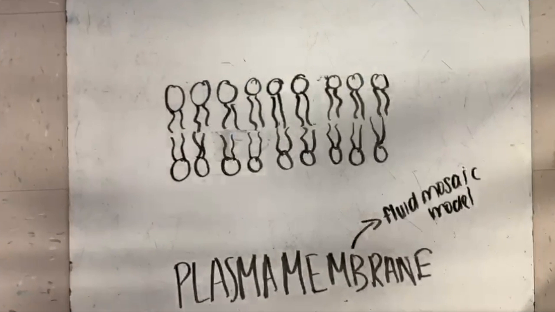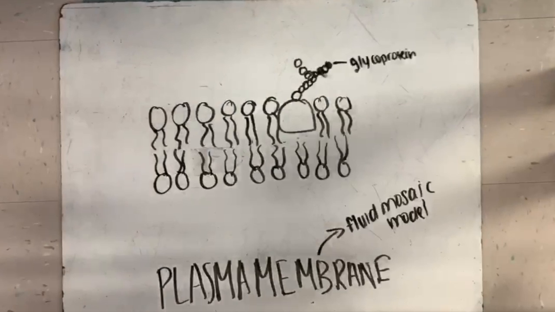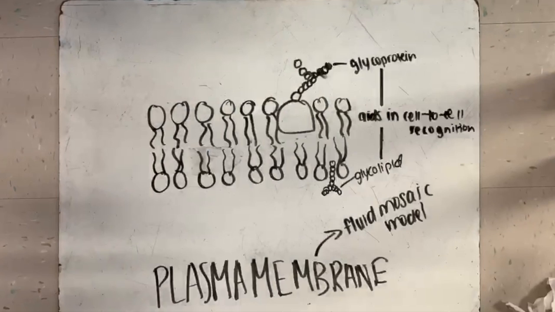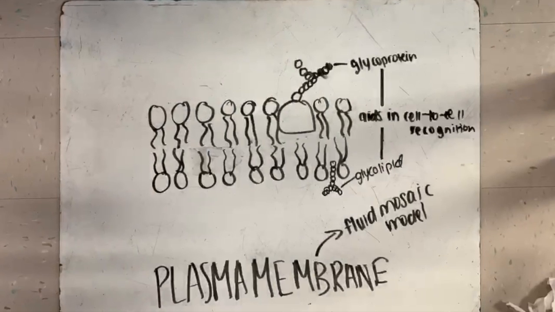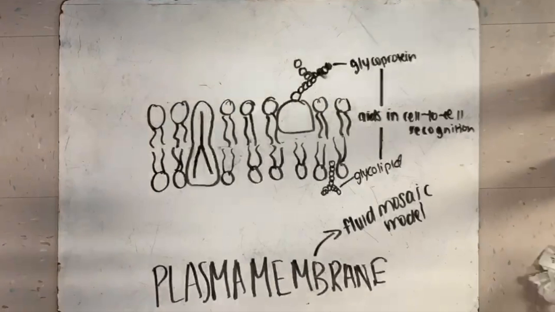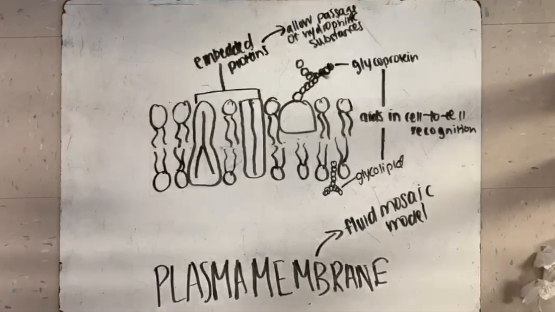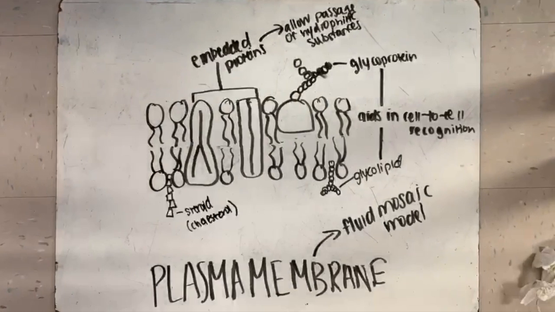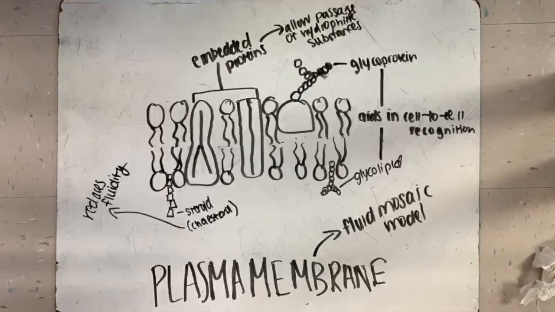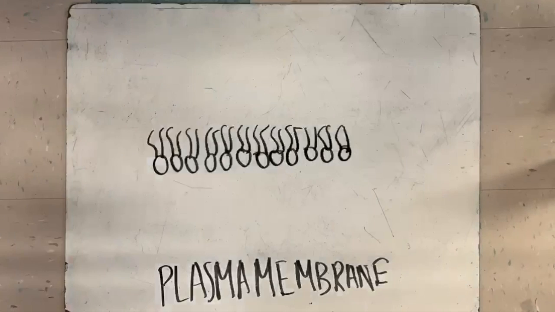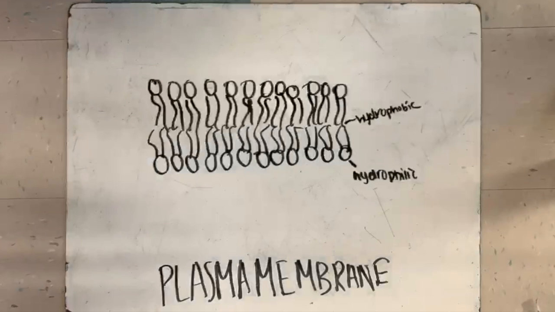The cell membrane is described as a fluid mosaic because of the many components that contribute to the fluidity of the membrane. These components include glycoproteins and glycolipids, carbohydrates covalently bonded to proteins and lipids, and their role is to aid in cell-to-cell recognition. Next are embedded proteins, which as mentioned before are necessary to allow passage of hydrophilic substances through the membrane. And finally, the role of steroids, such as cholesterol, is to reduce phospholipid movement, which in turn reduces fluidity.